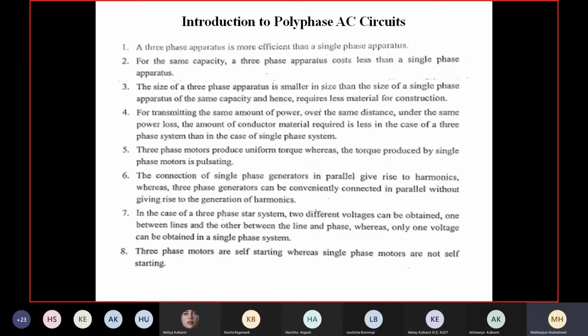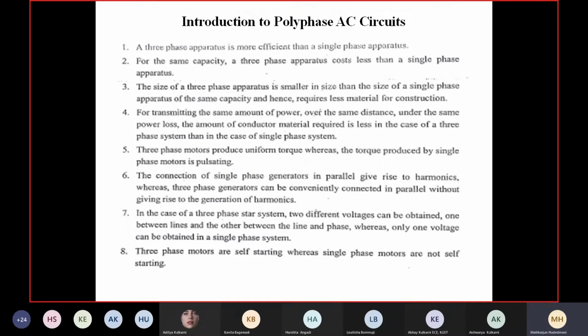I may use a mixer grinder. What is the capacity of that in a house? Hardly 500 watt to 750 watt. I may use an electric geyser, hardly 1 kilowatt to 2 kilowatt. I am not using tens of kilowatt, correct? In that perspective, we are not taking delivery to our house as three phase.